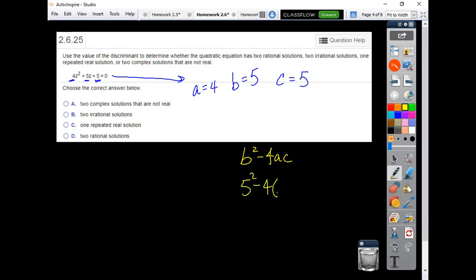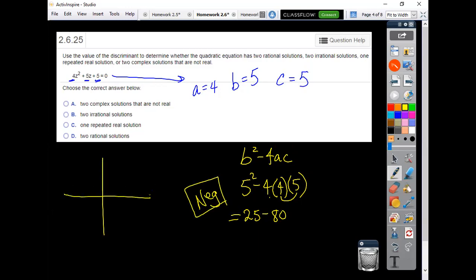I'll write this all out this time. A lot of times I'm going to do some of this in my head, and hopefully everybody's following that. So in this case, I'm going to go this way. 20 times this 4 would be 80. 25 minus 80, that's a negative number, right? So if you have a negative number, that means that you're under the square root, there's a negative number. That's where the discriminant comes from in the quadratic formula.